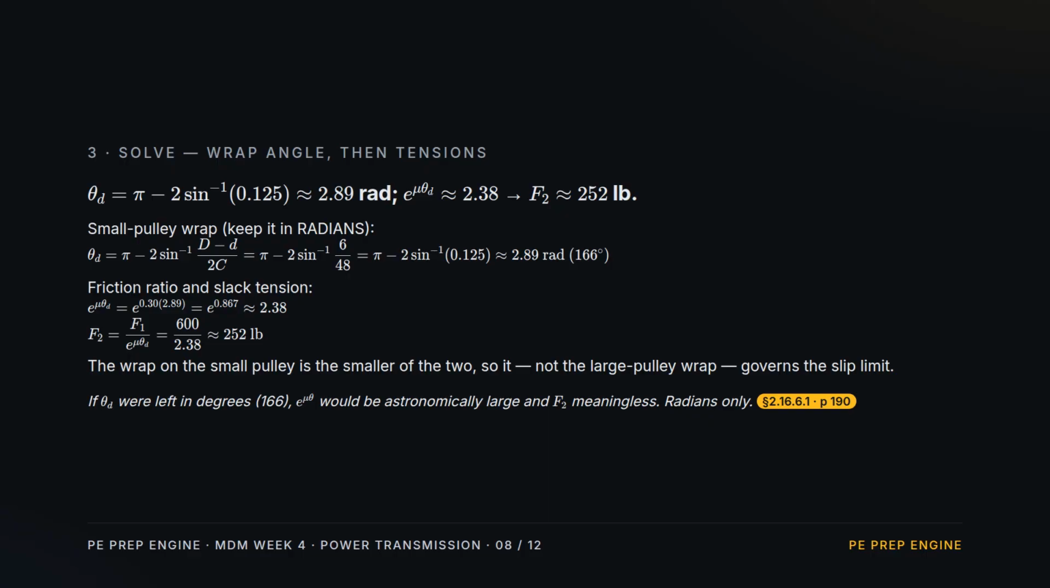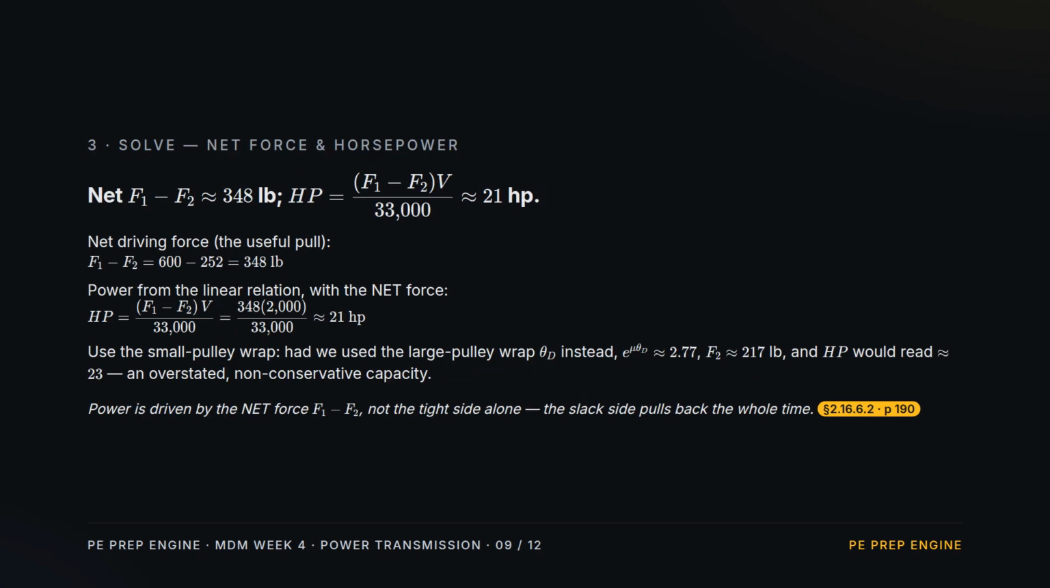Solve. Part 1. The small pulley wrap is pi minus 2 arcsine of 1/8, about 2.89 radians, or 166 degrees. Keep it in radians. Then e to the mu theta is about 2.4, so the slack tension is the tight tension divided by that, roughly 250. Solve. Part 2. The net driving force is the tight minus the slack, about 350. Feed that net force and the belt speed into the linear power relation, and the belt carries roughly 21. Use the small pulley's wrap. Leaning on the larger wrap would flatter the answer and overstate the capacity.